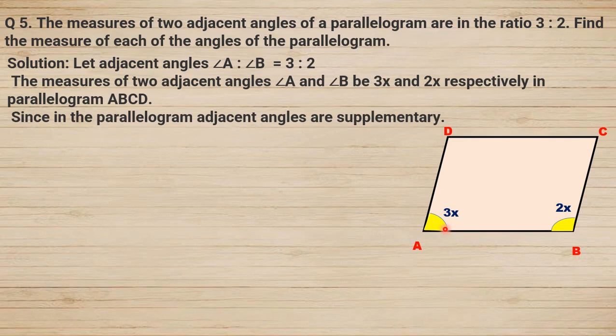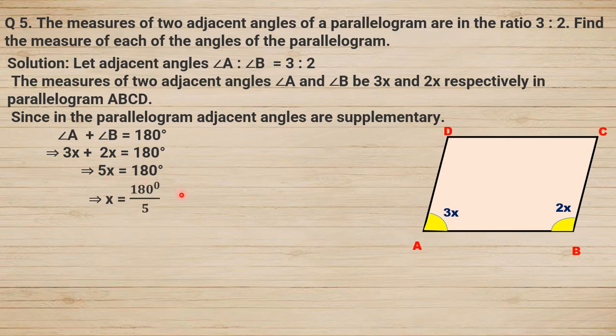So the meaning of this is 3x and 2x will give sum 180. So we can say the sum of angle A and B is 180 degrees. So 3x plus 2x is 180 degrees. So 3 plus 2, that is 5x, is equal to 180 degrees. In the next step we will divide 180 by 5 to get the value of x. So x is equal to 36 degrees.